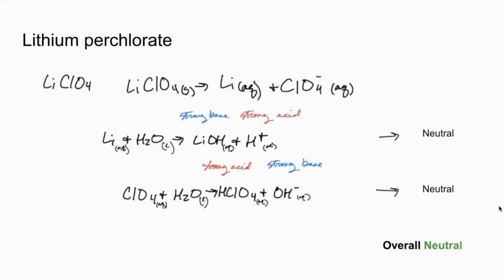Lithium perchlorate reacts with water to form lithium hydroxide, a strong base, and hydrogen, a strong acid. So this reaction is neutralized. Hypochlorite reacts to form hypochlorous acid, a strong acid, and hydroxide, a strong base, which neutralize the equation. So both reactions are neutralized, and so the overall reaction is neutral.